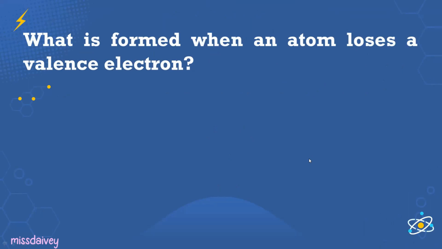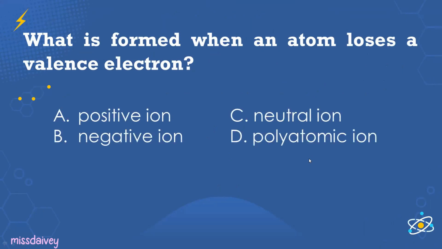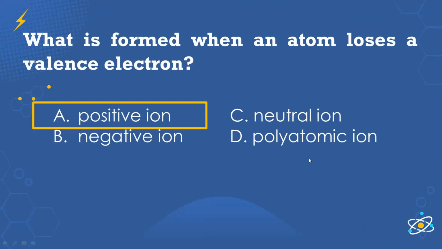What is formed when an atom loses a valence electron? Is it A, a positive ion, B, a negative ion, C, a neutral ion, or D, polyatomic ion? The answer is letter A, positive ion.